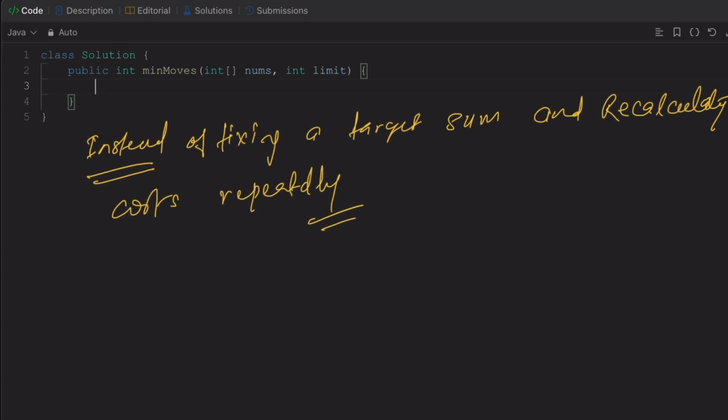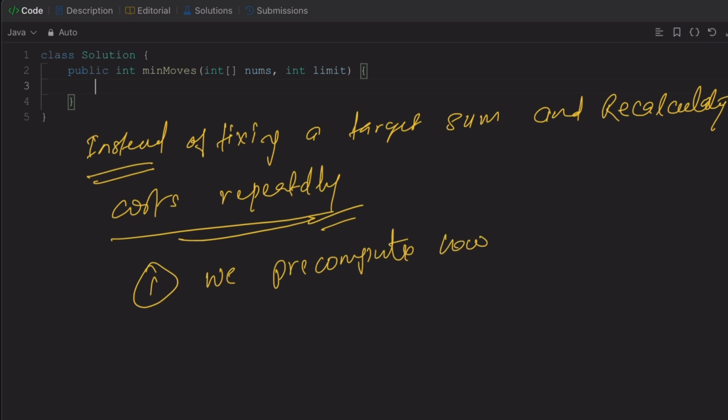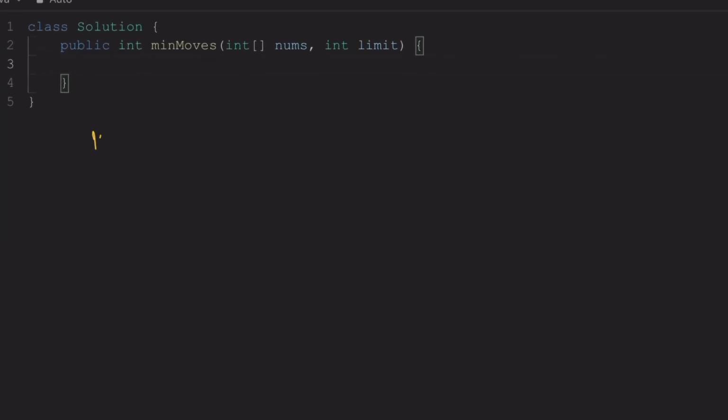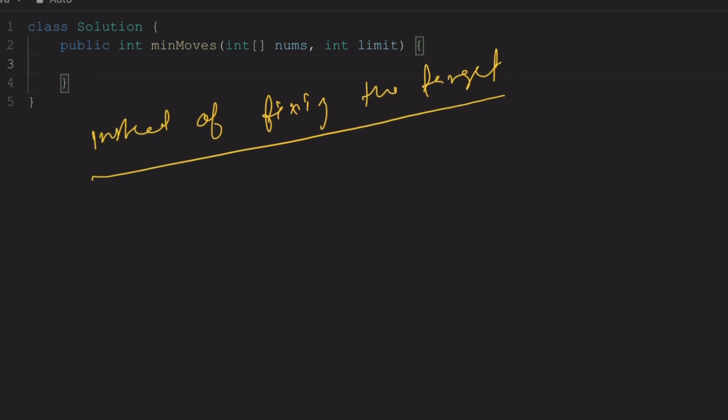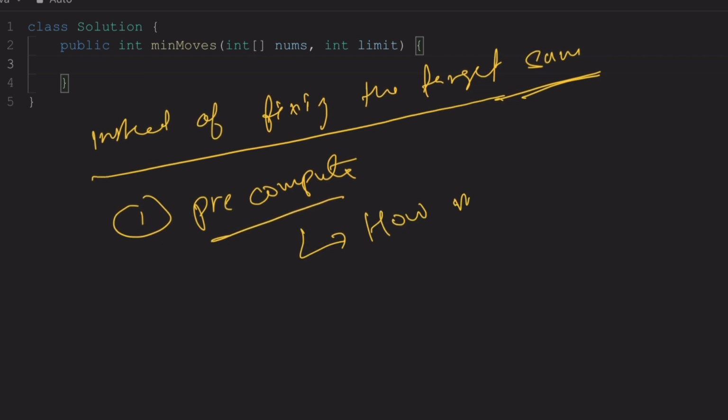Instead of fixing a target sum and calculating the cost repeatedly, what we can do first is pre-compute how much each pair affects each sum.